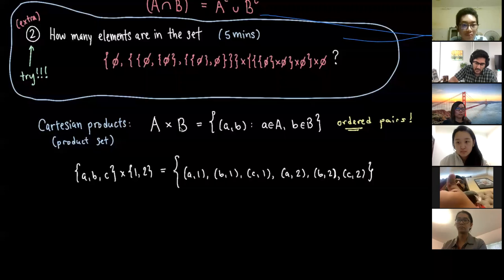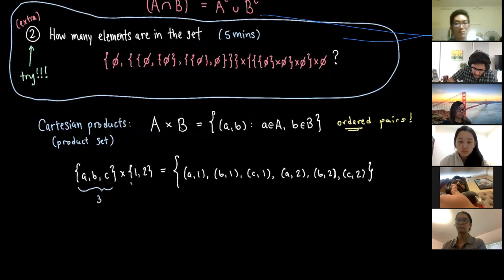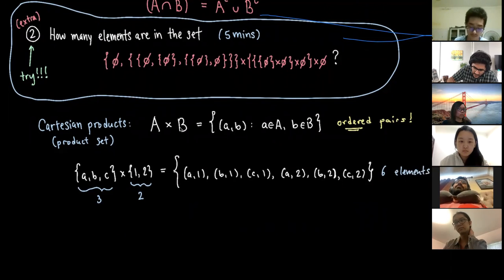These are all the elements of the set because I paired up all of them. And it kind of makes sense. There were three choices for the first set and 2 choices for the second set. So it makes sense that there are 6 elements total because it's 3 times 2. Okay.